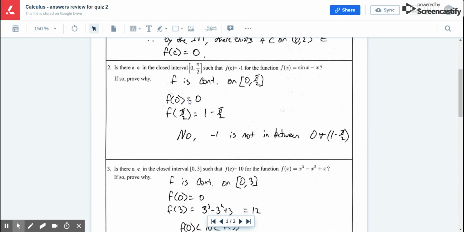I want to figure out what f of 0 is. So I plug 0 in. Sine of 0 is 0. And 0 minus 0 gives me 0. I plug in pi over 2. Sine of pi over 2 is 1. And plug in pi over 2 there. I get 1 minus pi over 2.